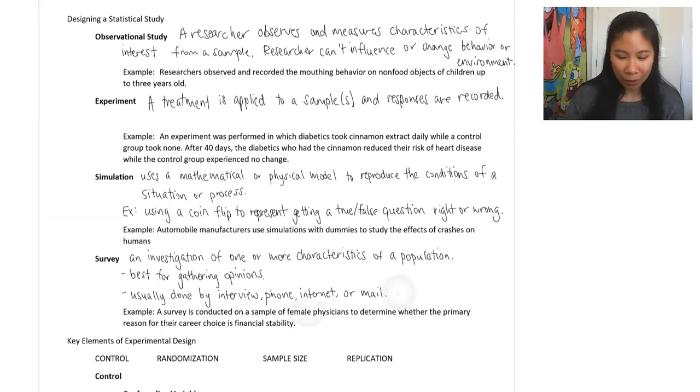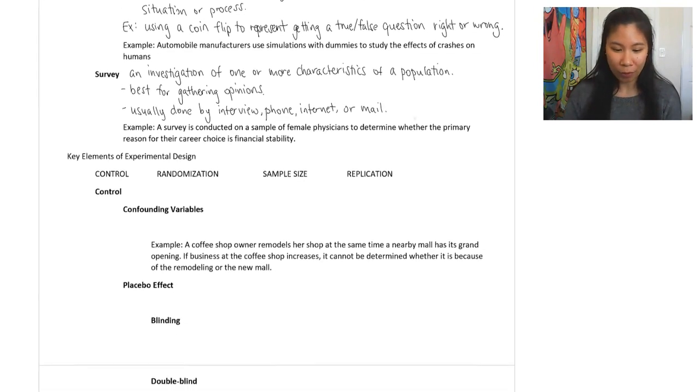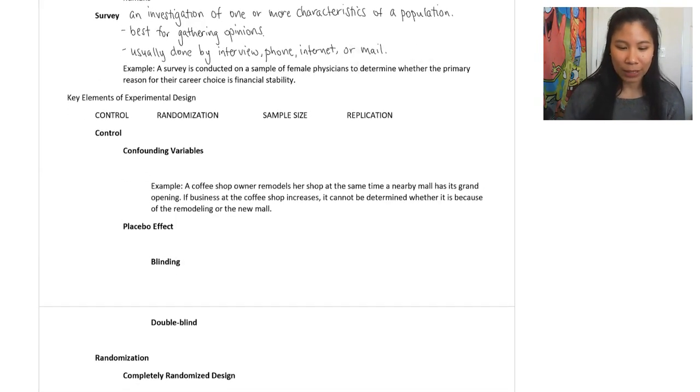Now that we know what method we can use, let's talk about the key elements of experimental design. As we're designing an experiment, specifically an experiment, not just an observational study, these are the 4 things that we want to make sure we have in an experiment.